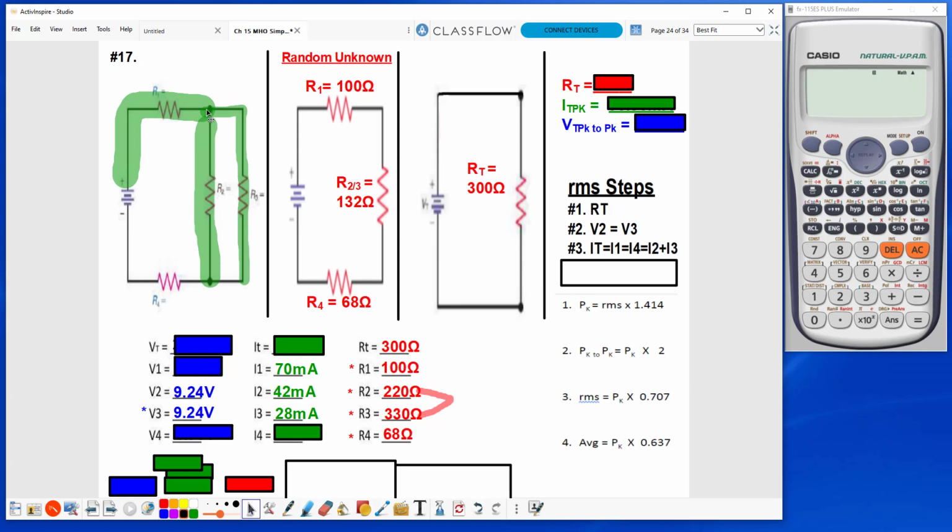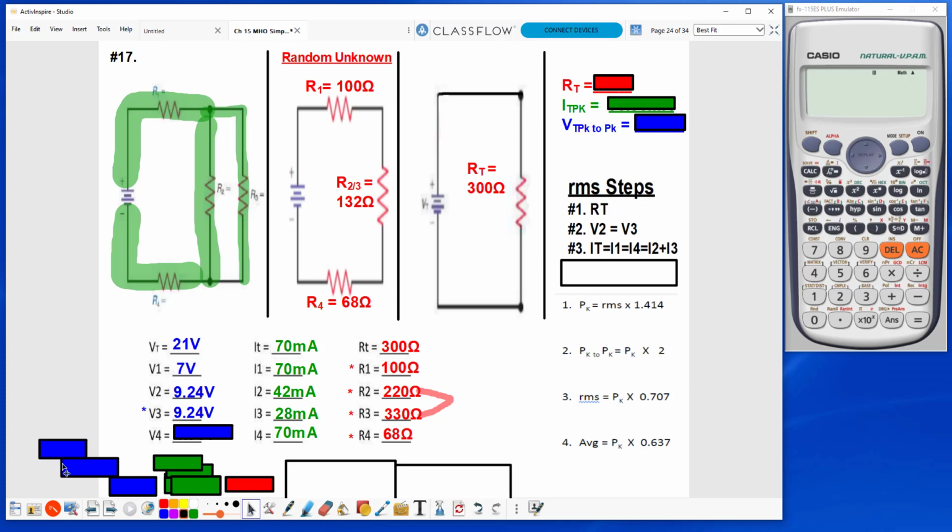If I have that much flowing through the main branch at the top here, I must have that much flowing through the main branch at the bottom. So I must have had this much flowing through the bottom as well. So that gives me my I4 value. And since this is the main branch amount, that must be the total current as well, because whatever flows through the main branch is equal to IT. So now I can apply Ohm's law to find VT, V1, and V4.